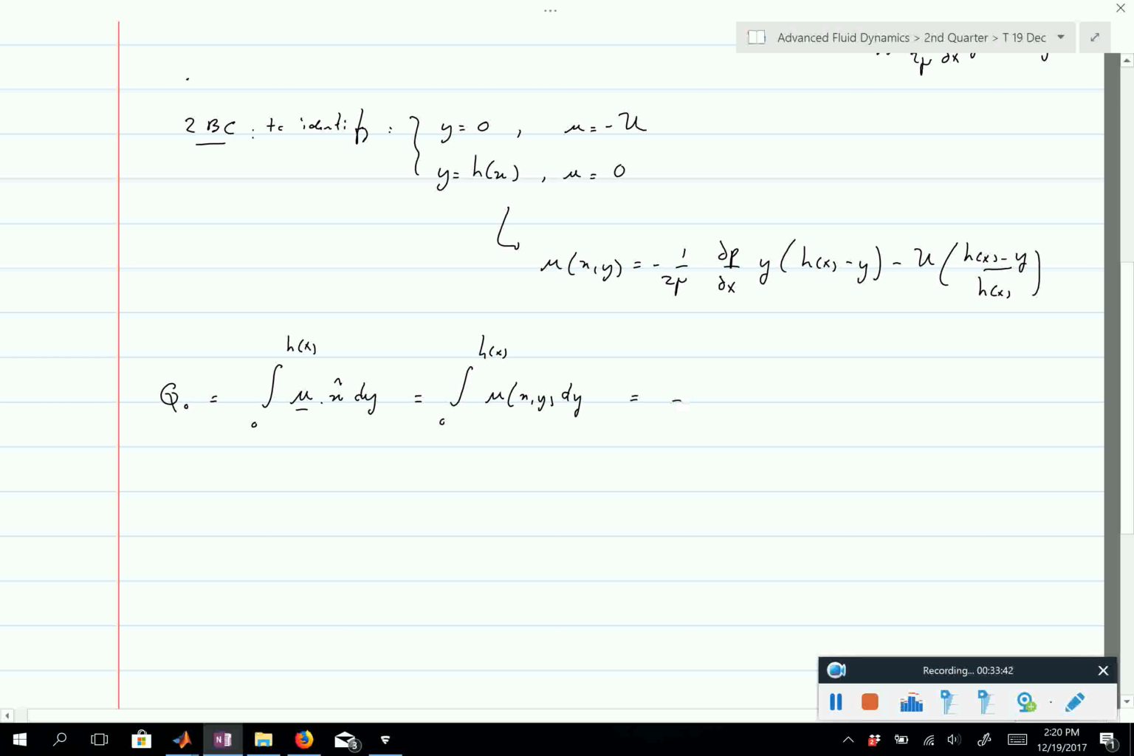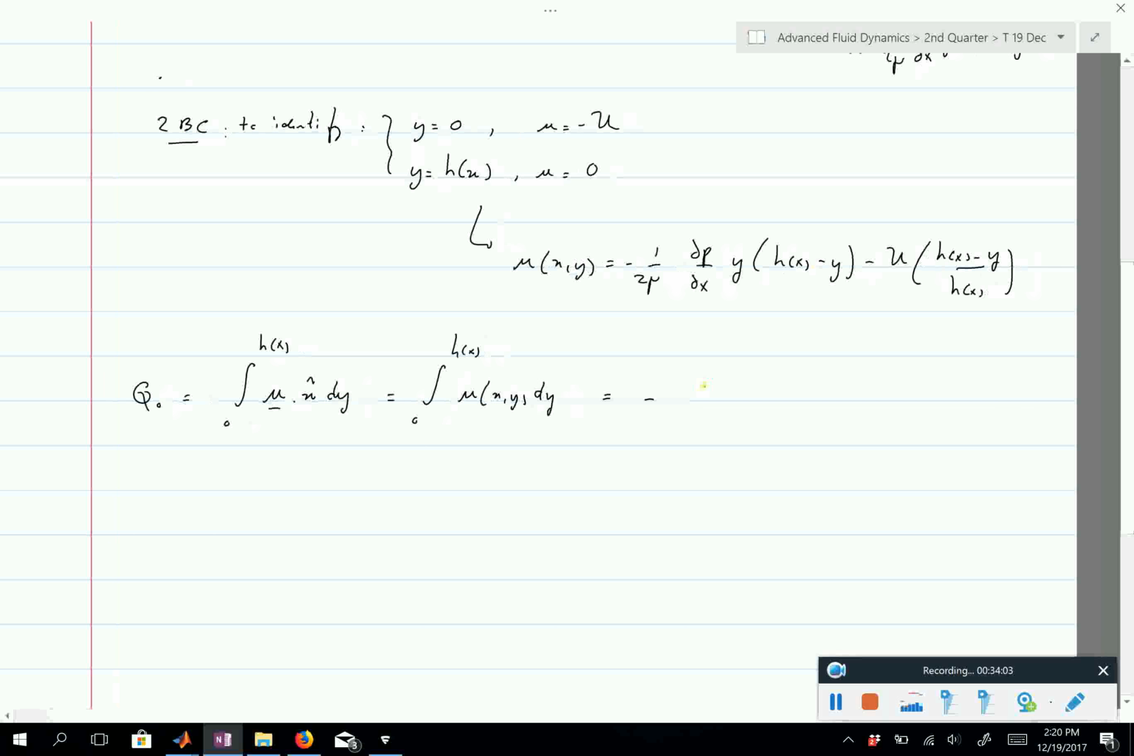when you do this integral, you will find this is just a second order polynomial in y, so integrating this, you know how to do that, right? The y squared term gives you a y cubed divided by 3, and the y term gives you a y squared divided by 2, and then you just integrate. So when you've done that, you get minus h cubed divided by 12 mu, partial p over partial x, minus U h.